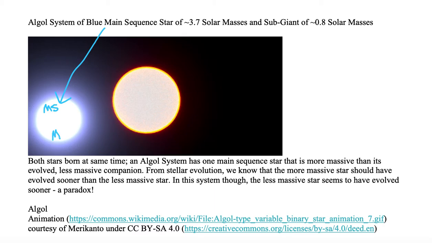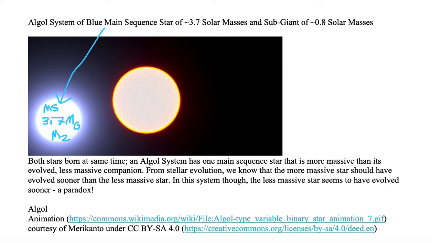indicating that it's the secondary star. Now, this particular secondary star has a mass of 3.7 solar masses. So I will write in blue lettering 3.7 M sub sun.